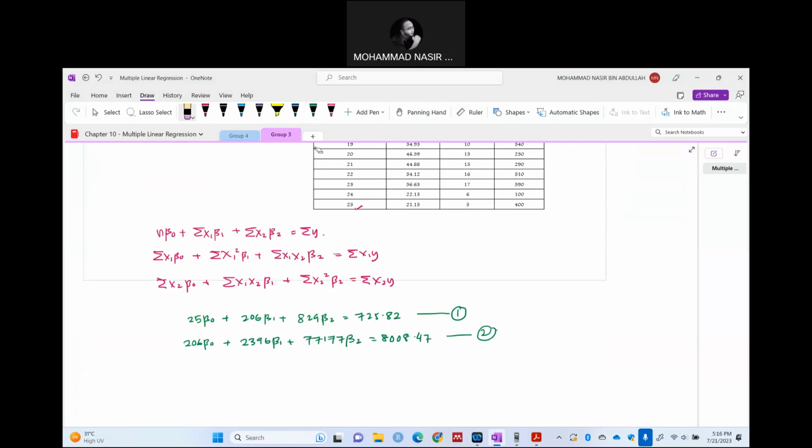Oh, 8294. Okay, I missed one, beta 2. Right. So this one is summation of x2, right? So it should be 8294 beta naught plus 77177 beta 1 plus, this is summation of x2 square, 3531848 beta 2. This is x2 y, which should be 274816.71. This is the third equation.